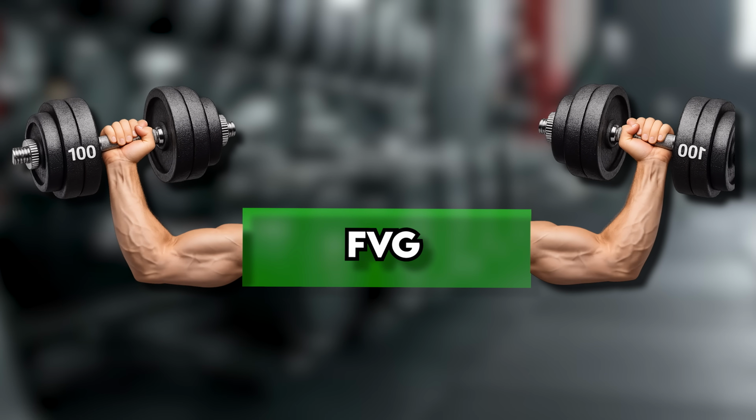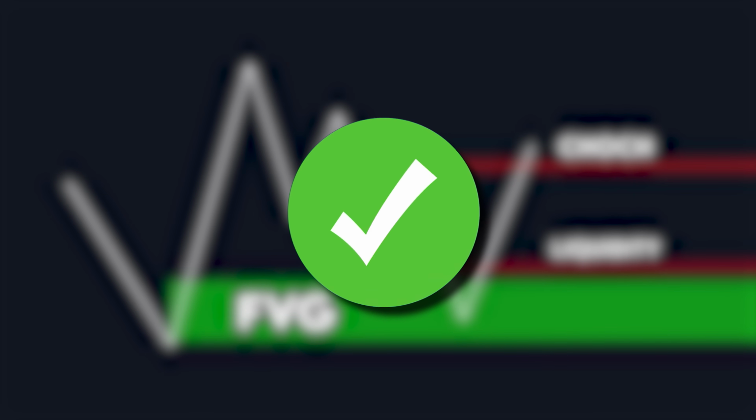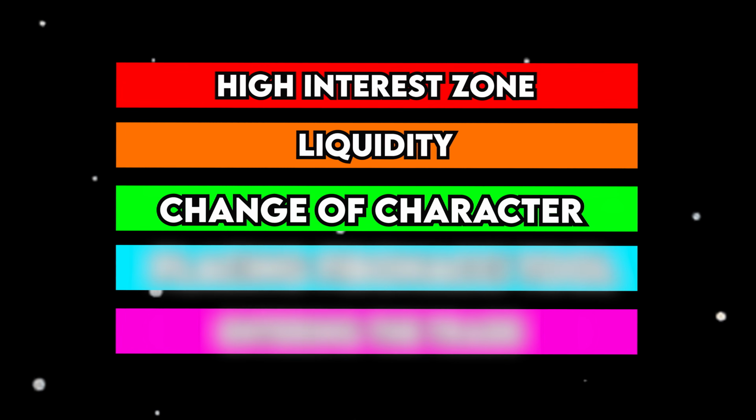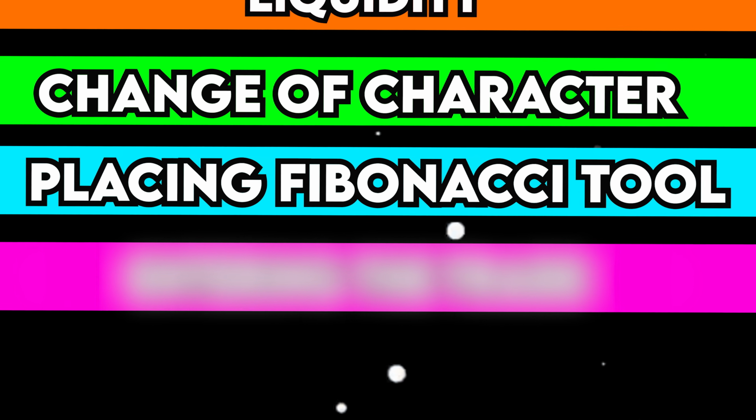We want to confirm that our high interest zone is strong, and the best way to do that is we want price to bounce exactly at our zone and then break the previous high. This will give us our change of character and confirms that our high interest zone is valid and bullish momentum is starting to occur. Once we get that, we move to step number 4, which is actually placing our Fibonacci tool.